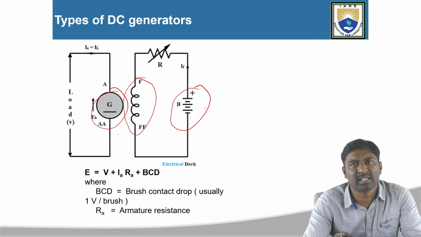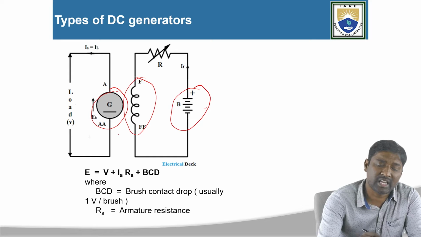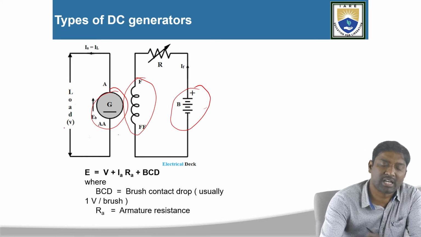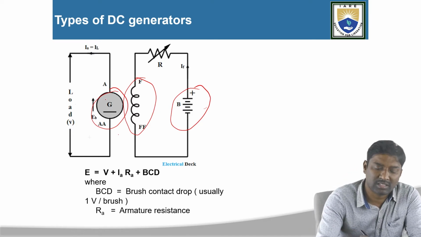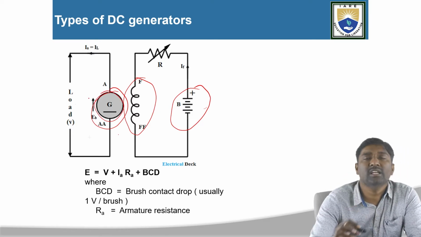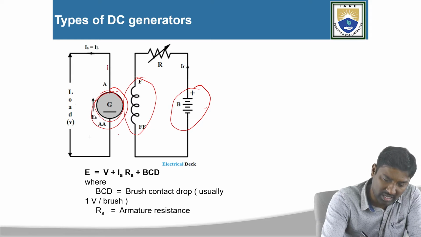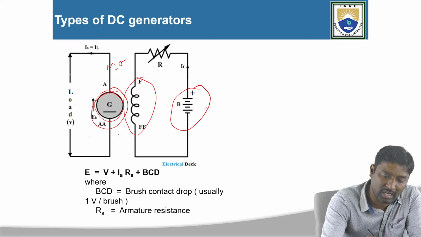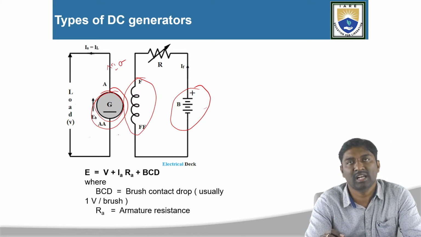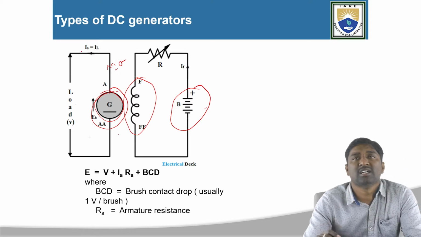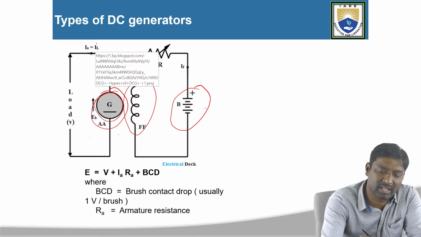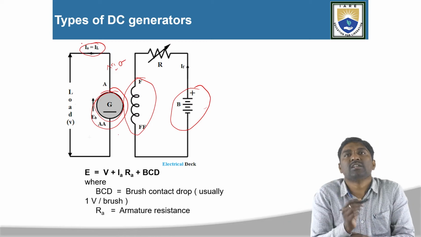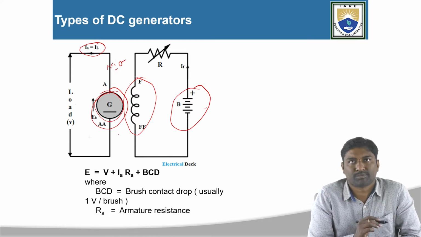Separately excited DC generator. In the case of the separately excited DC generator, this armature winding is connected to the load. This armature winding produces the armature current I suffix A and load current I suffix L. Both are connected in series. That's why I am getting here IA is equal to IL.